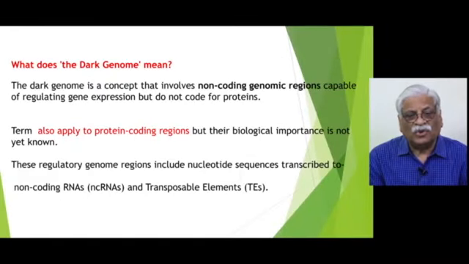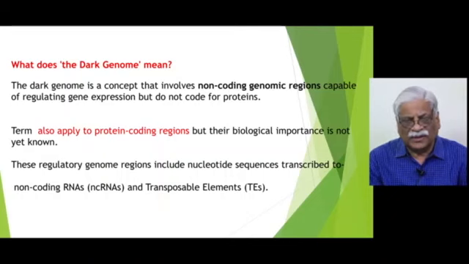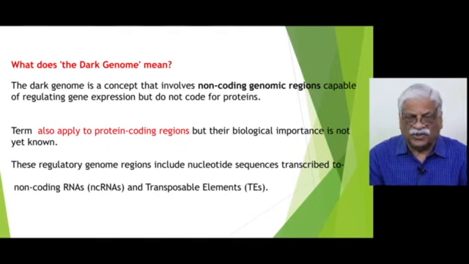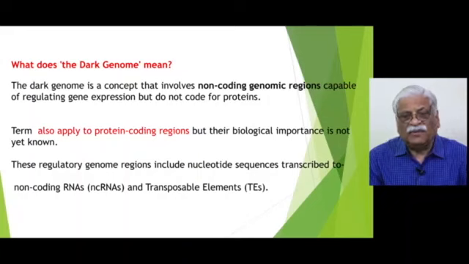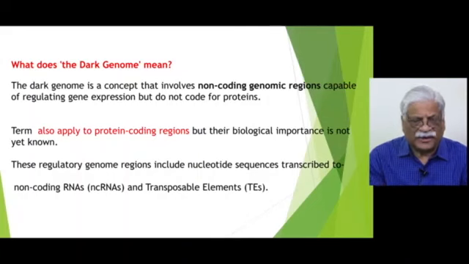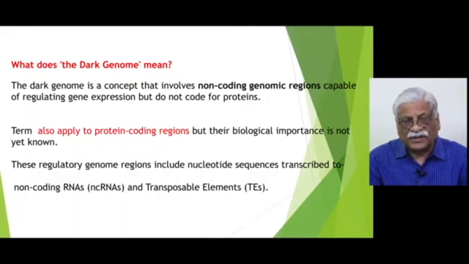What does the dark genome or dark gene mean basically? Well, if you see the structure of a dark genome or a dark gene, it is basically a concept which involves two regions. One is known as the non-coding region and the other the coding region. But basically, the non-coding regions are called the dark genome. What is the meaning of non-coding and coding regions? I will explain later.